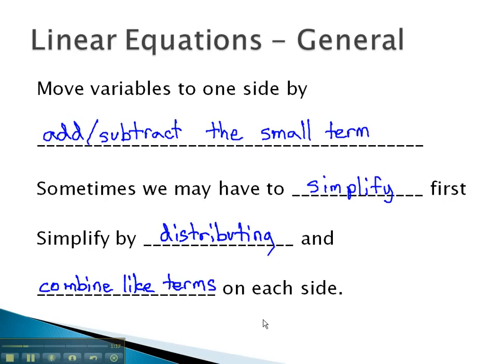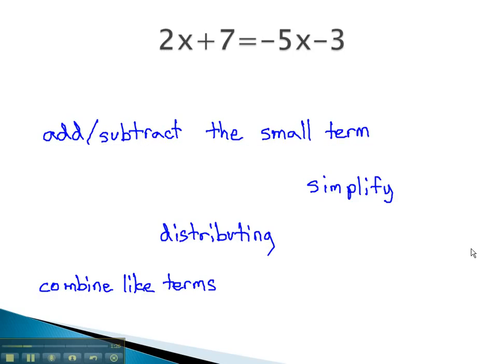On each side. Let's take a look at some examples where we have to get the variable on one side and that we might have to simplify first.